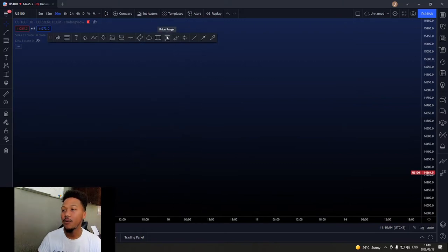TradingView is the best platform for me to analyze my trades on, and on my MetaTrader 4 is where I will execute my trades.